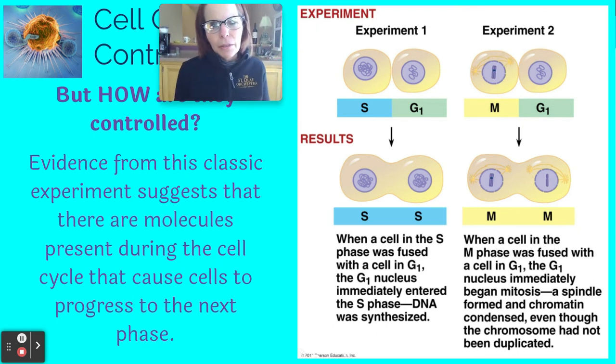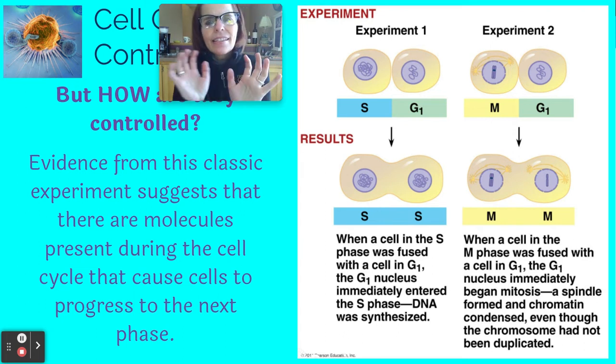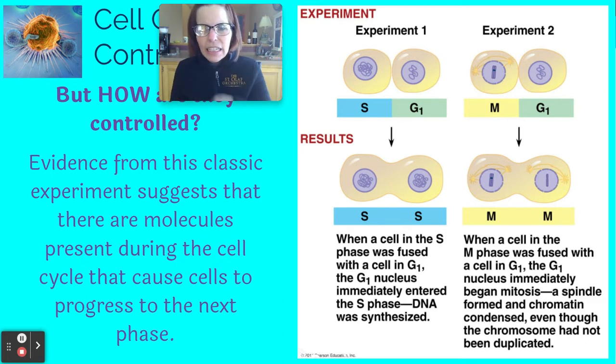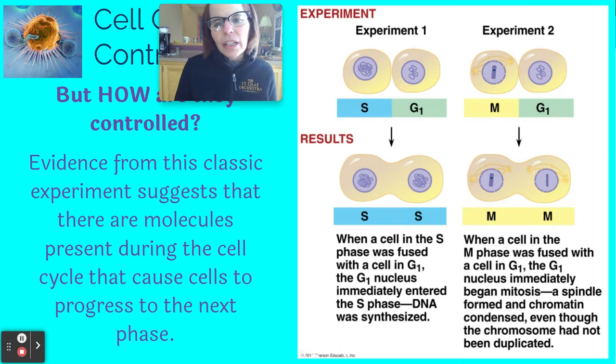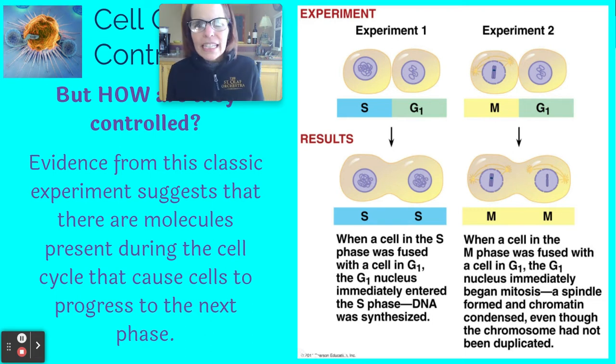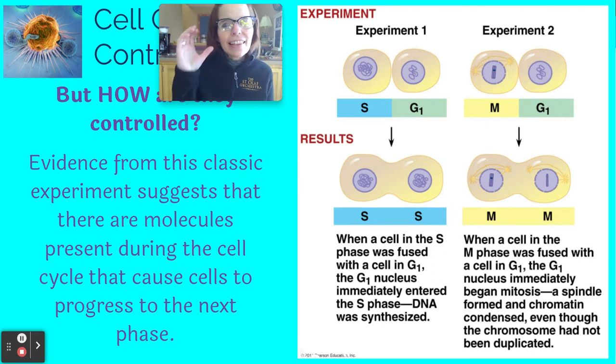In the first experiment, the scientists took a cell that's in the S phase, so it's copied its DNA, and we've got a cell that's in G1, and they merged the two cells together. Immediately, the cell that was in G1 jumps to the S phase. And it says when a cell in the S phase was fused with a cell in G1, the G1 nucleus immediately entered the S phase and DNA was synthesized. So there must be a molecule present in the S cell that's triggering the nucleus that was in G1 to move on to the next stage.